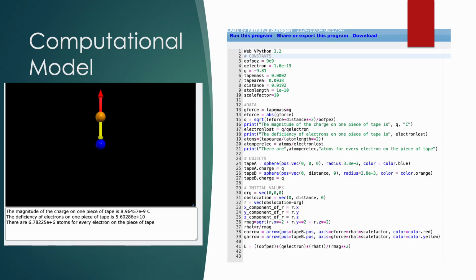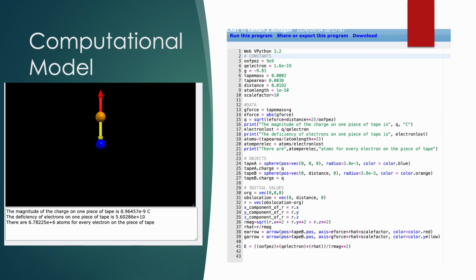Now to go into the computational model, it starts with naming the constants that remain true in every problem, such as k, Q, G, the tape mass and area, and the distance measured from the experimental model. I also used a scale factor similar to Lab 0 to ensure that the particles were to scale, so I included that here. The following assumptions were also made: to ignore air resistance, treat a long tape as though it was a point charge, and assume that each tape had the same amount of charge.